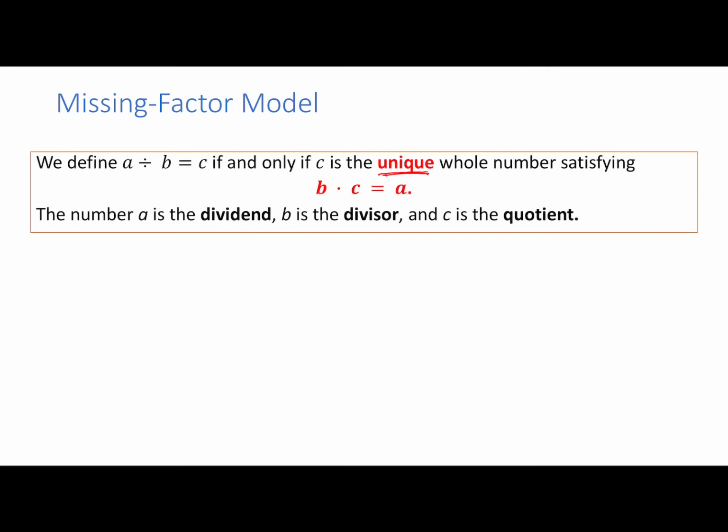The missing factor model is based on the definition of division. So this definition is important. You should have it memorized this semester. We're going to define A divided by B to be equal to C if and only if C is the unique whole number satisfying B times C equals A. Okay, so there are 2 pieces to this definition. C is unique and it satisfies the multiplication problem B times C equals A. A little bit of vocabulary, we're going to call A the dividend, B is the divisor, and C is called the quotient.